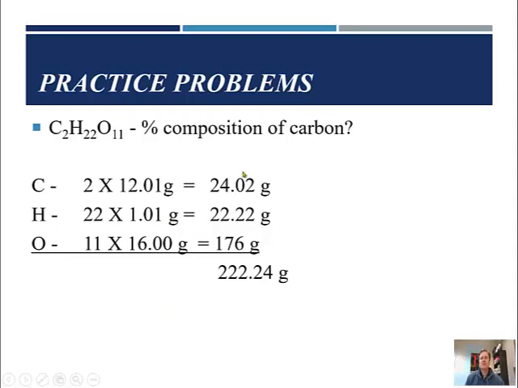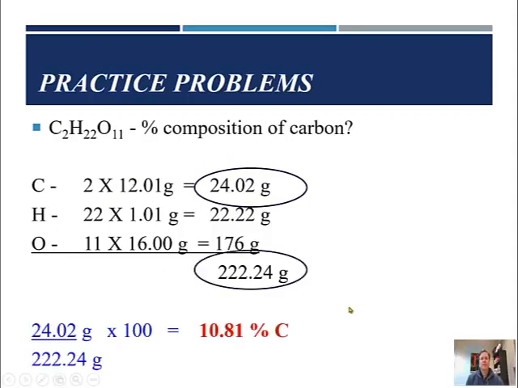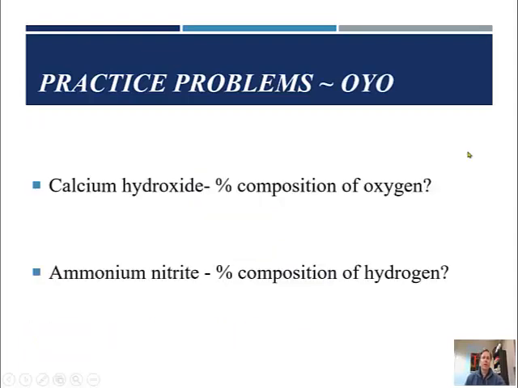Now, when we have it in this order, it makes it really simple, right? Because it wants to know carbon. Well, we know carbon is 24.02. We're going to divide that by the total and multiply it by 100. So take our 24.02. That's the element that we're interested in, the total mass, not just the molar mass, but the total mass of that. Divide it by the molar mass of the compound and times by 100. So in this compound, 10.81% of its mass is due to carbon. So pretty simple. What I'd like you to do, here are 2 problems.